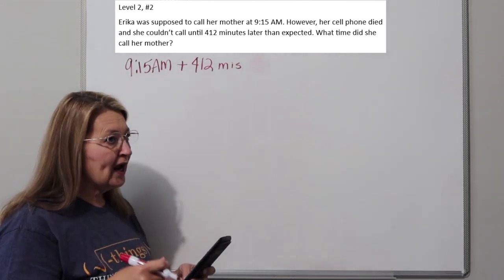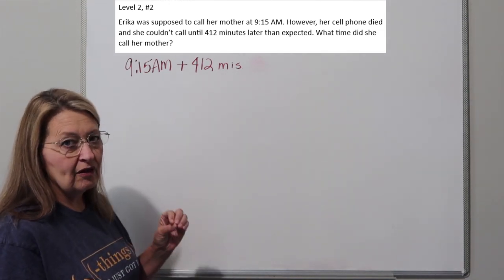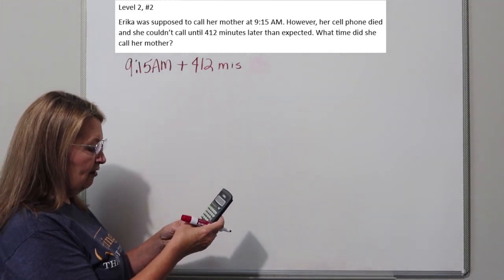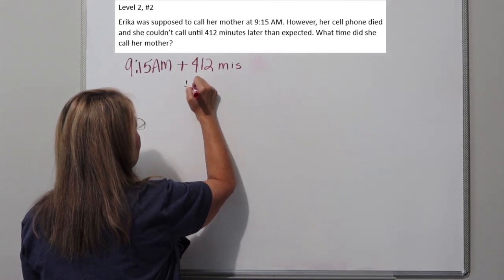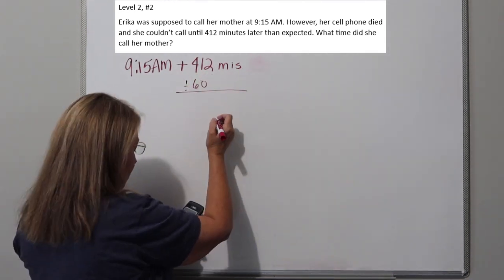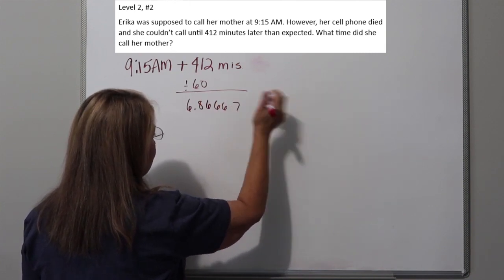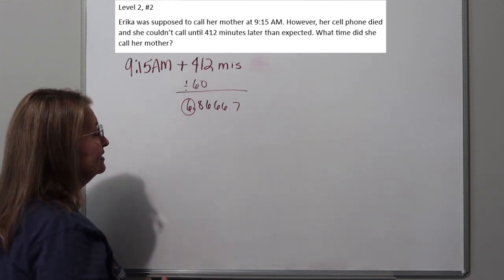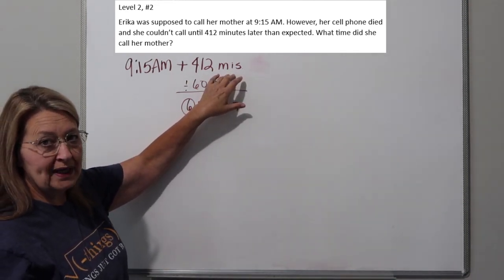So if your brain is not working real clearly, this is how to do it all with as little thought process as possible. Take 412 first of all and divide that by 60. And that's going to get you 6.86667. So it just repeats on and on. All we're interested in at this point is 6. That means there's 6 whole hours in 412 minutes.